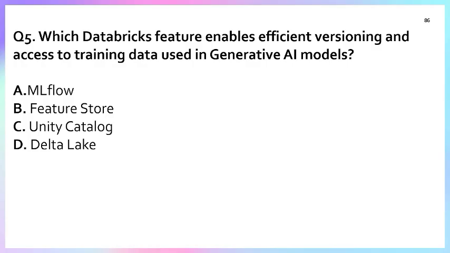Option D, Delta Lake. Delta Lake is a storage format and supports ACID transactions, schema enforcement, and time travel, while it provides the low-level versioning for the data files. Unity Catalog sits on top of it to provide the governance, access control, and organization. So option C is the correct answer.